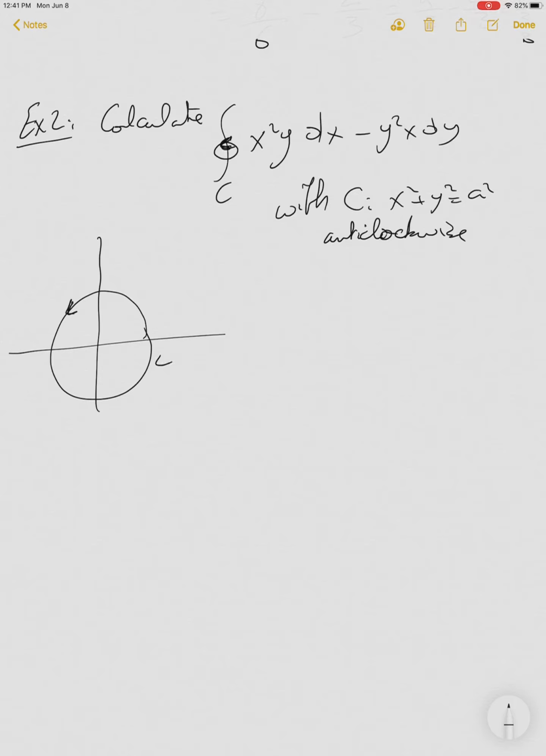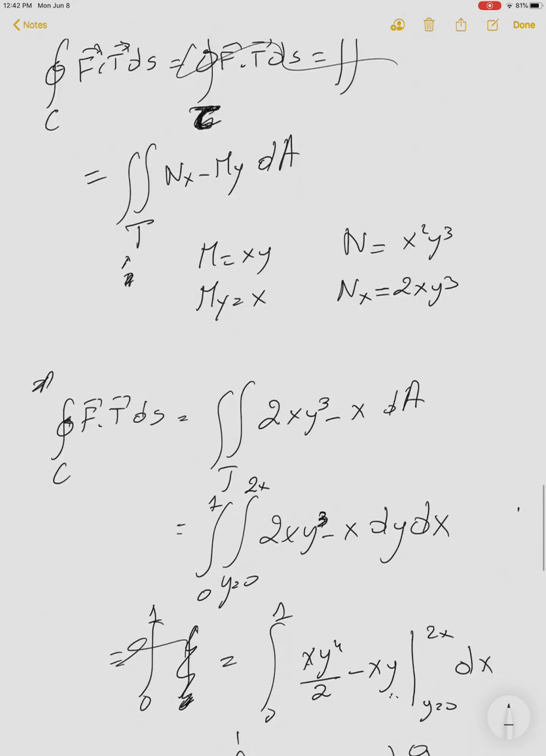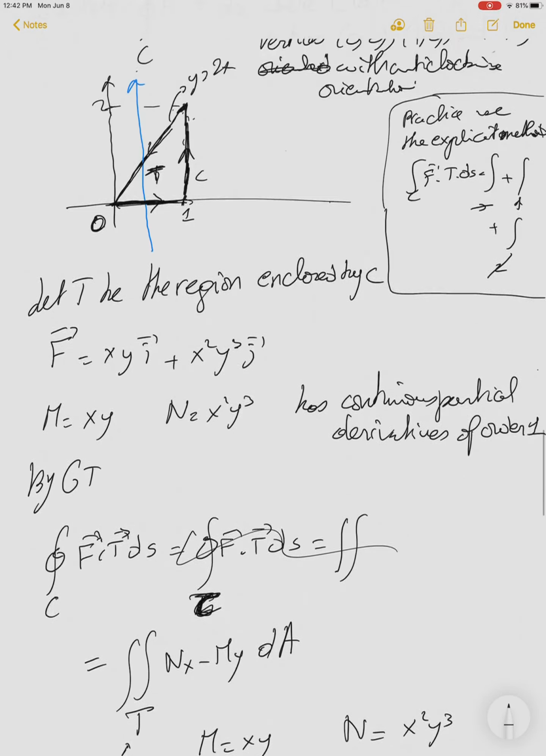So this is c. This is c, and this is a. I'm saying here a is positive. One way to do it is to parameterize r of t and compute f of r of t dot v of t. So in this case, m is x squared y, and n is y squared x.